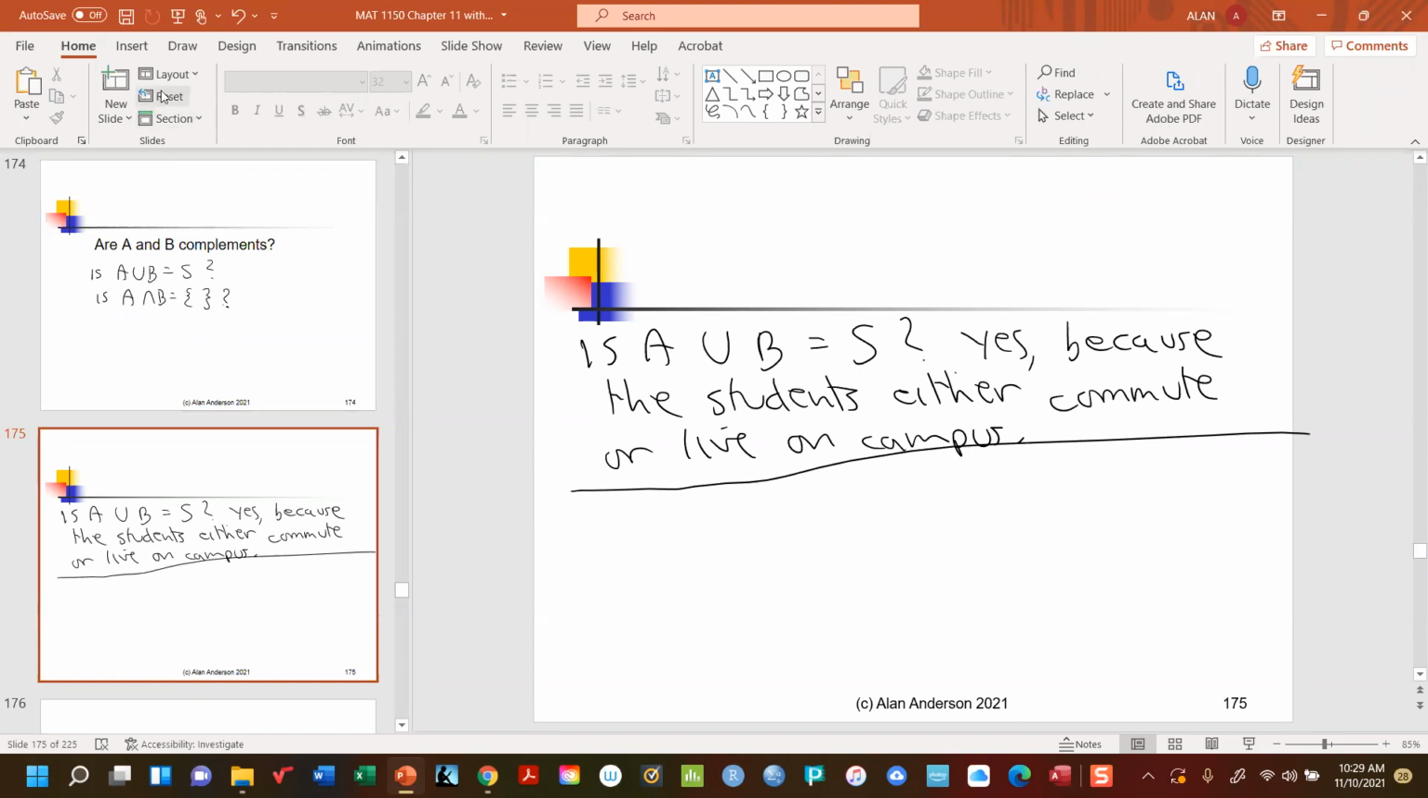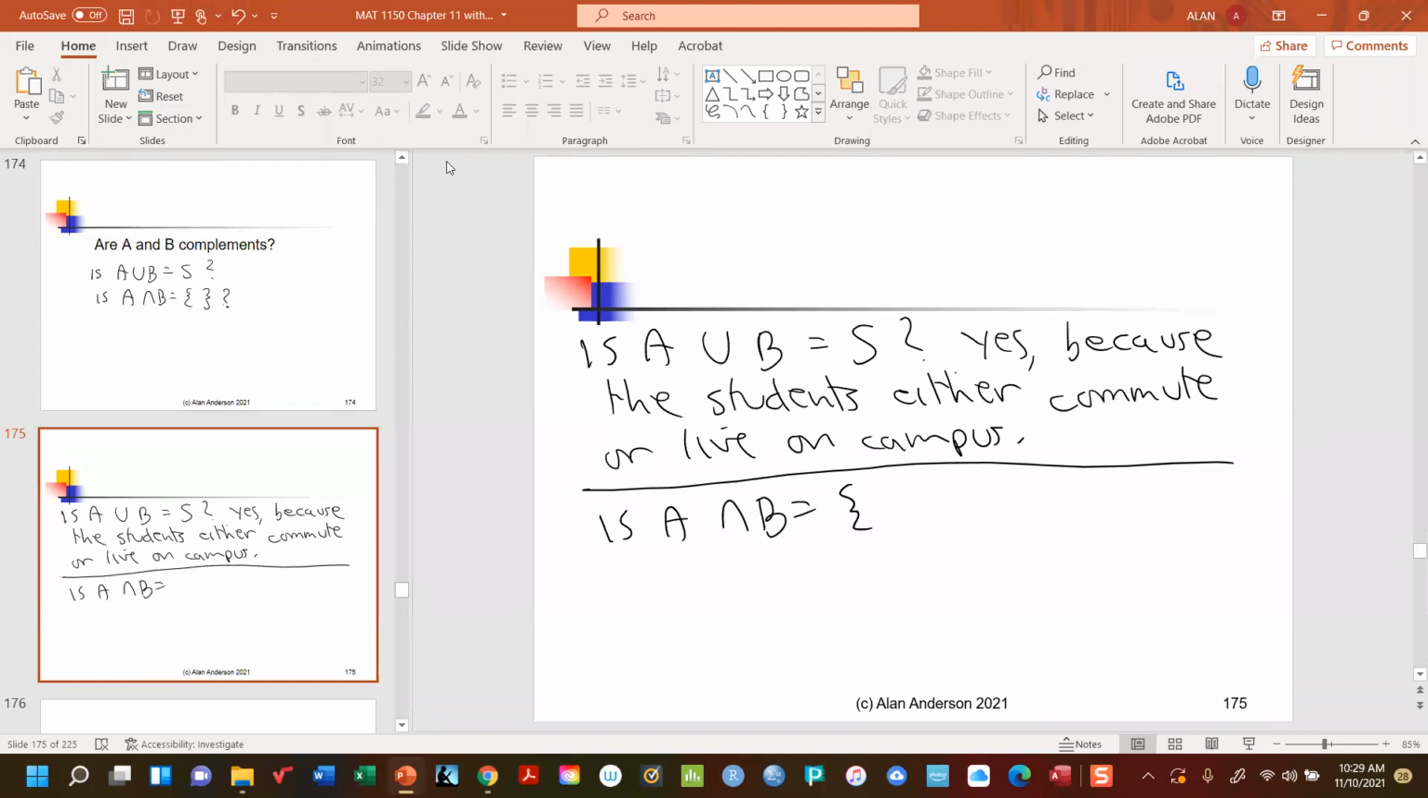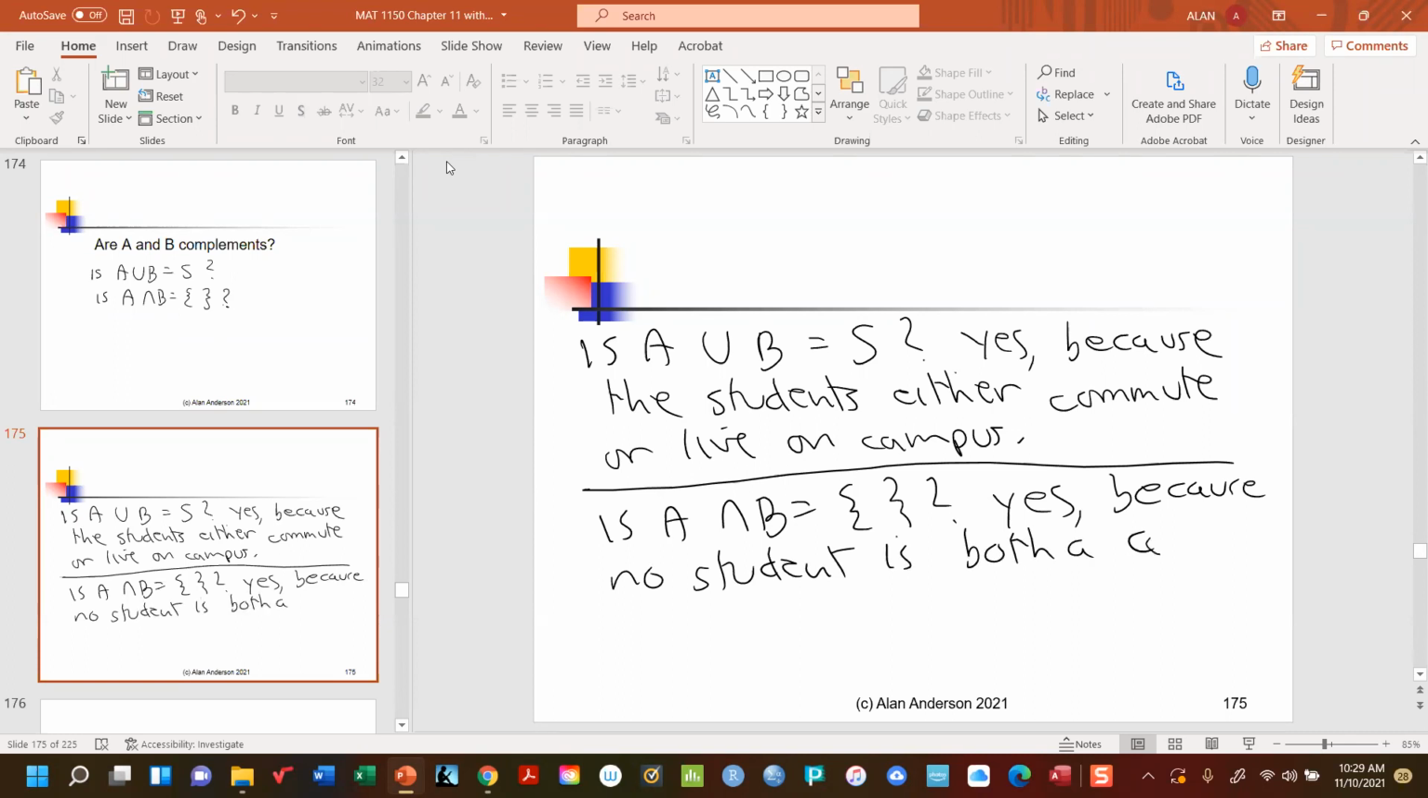Now, how about this one? How about the overlapping? Is it possible that they're mutually exclusive? So is A intersect B equal to the empty set? And the answer is yes again, because no student is both a commuter and lives on campus. It's one or the other. Now, of course, if you have a room at school, that doesn't mean you don't stay at home once in a while, but you're one of two categories. You're either paying for a room or you're not. Let's put it that way.